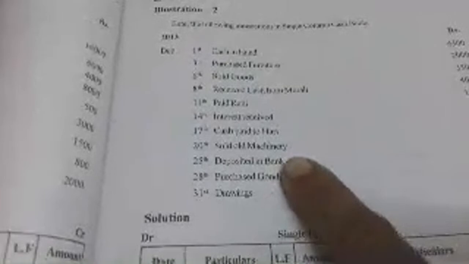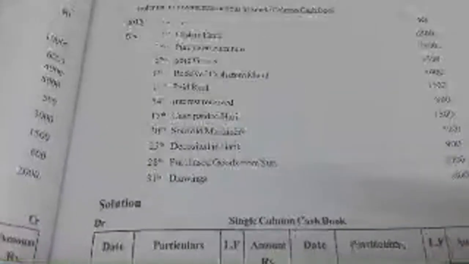Drawings, we have to post in credit side. Deposit in bank, so bank account in credit side. Sold old machinery: we are selling out the old machinery, so what is coming inside? Cash is coming inside, so you have to post in debit side.